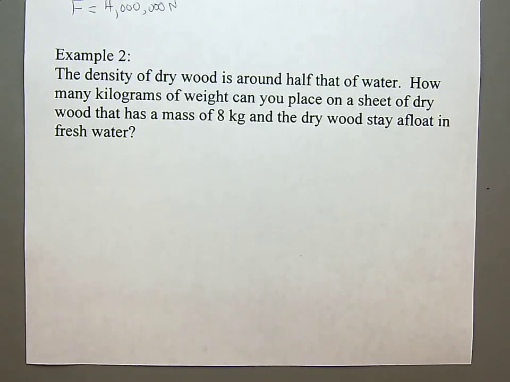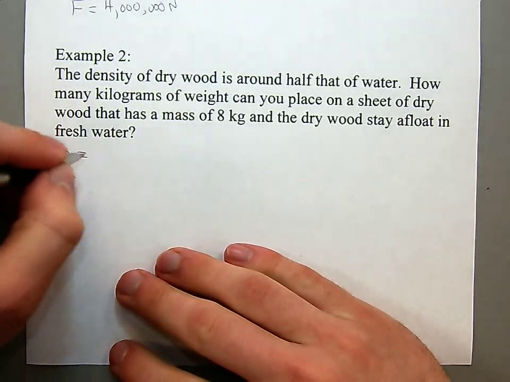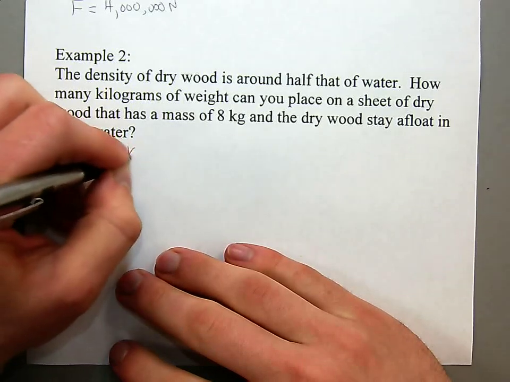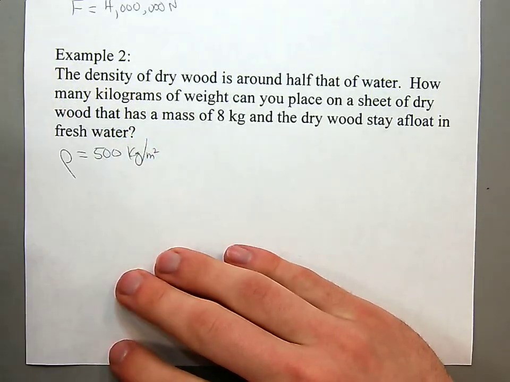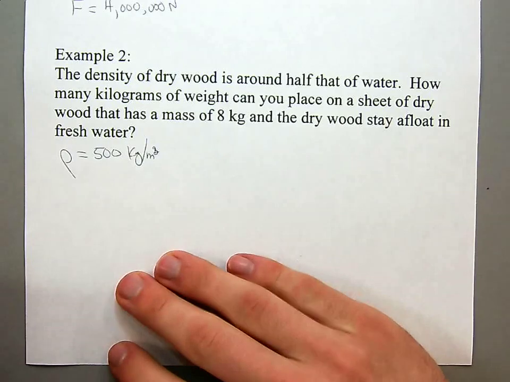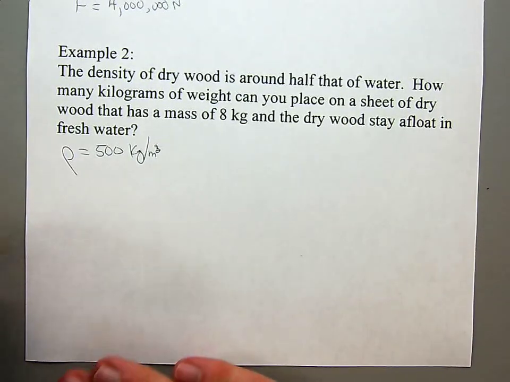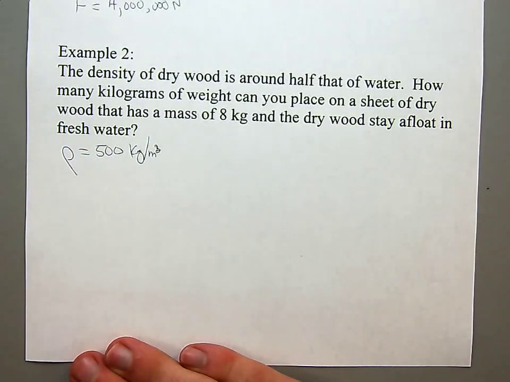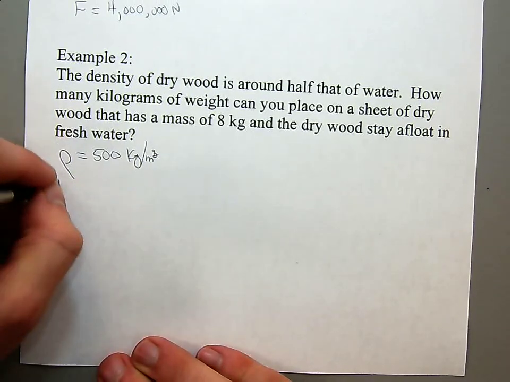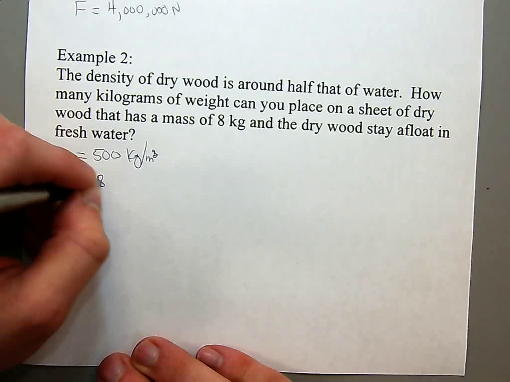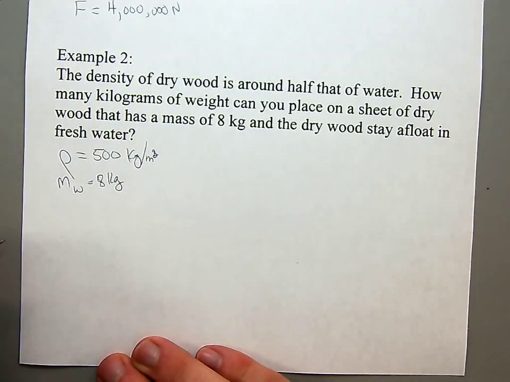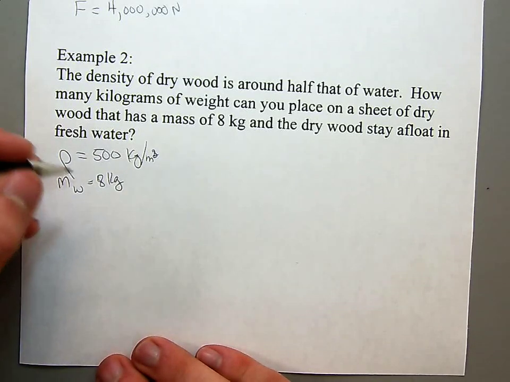Example number two. All right, guys. The density of dry wood is around half that of water, so that means that rho for wood is 500 kilograms per meter cubed, because that's half. Okay, how many kilograms of weight can you place on a dry sheet of wood that has a mass of 8 kilograms, and the dry wood stays afloat in fresh water.